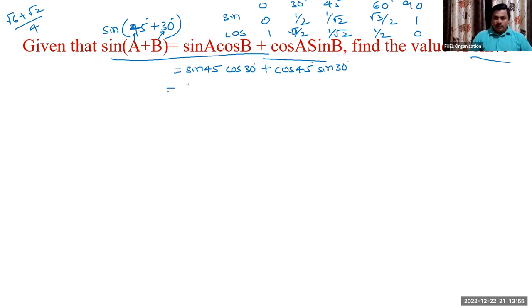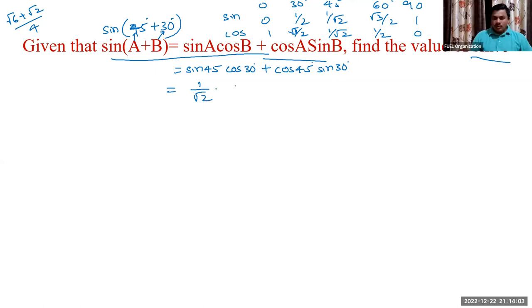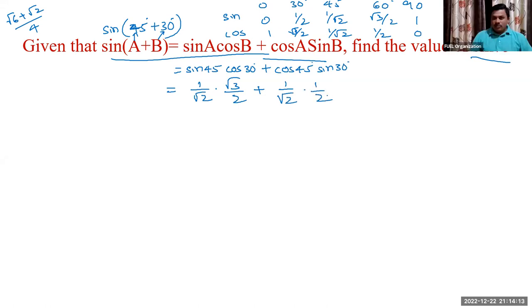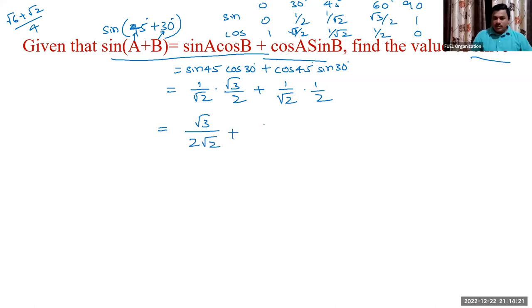Now substitute: sine 45 is 1 by root 2. Cos of 30 is root 3 by 2. Cos of 45 degree is 1 by root 2, and sine of 30 degree is 1 by 2. Now simplification: 1 into root 3 divided by 2 root 2, plus 1 divided by 2 root 2.